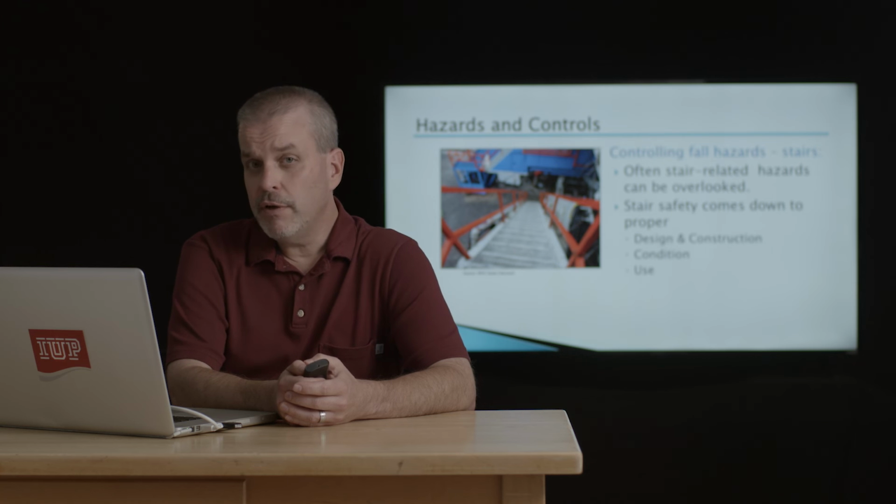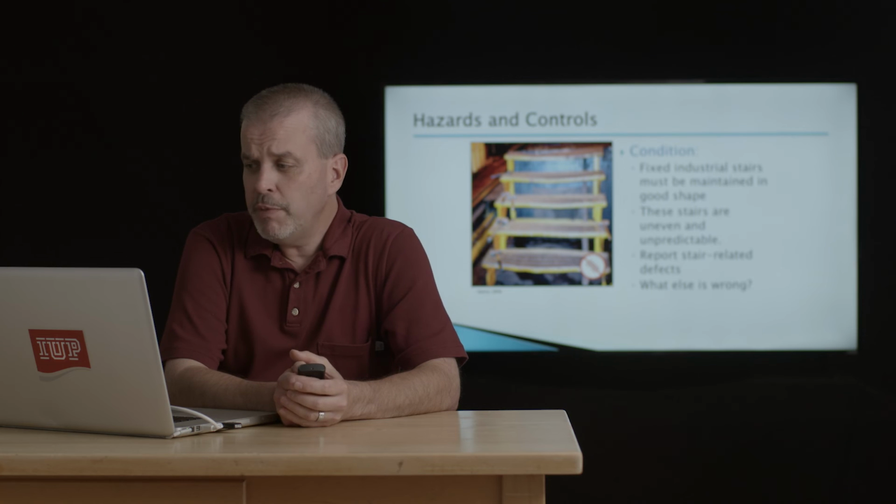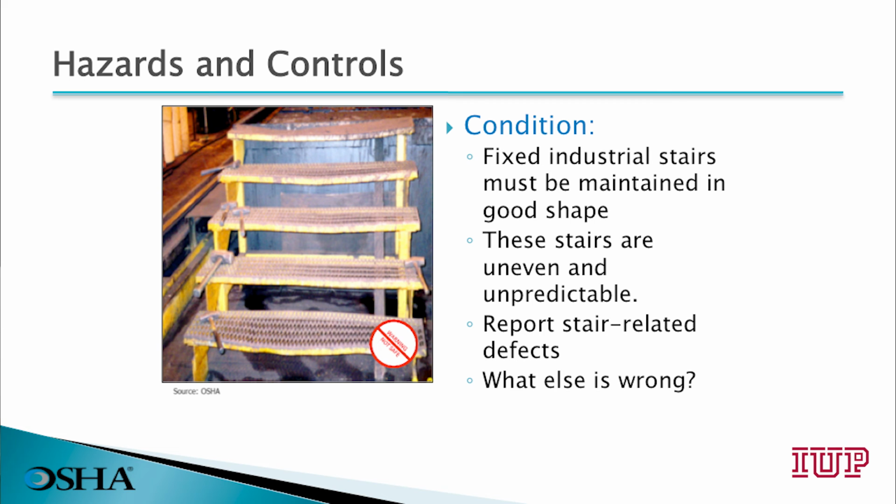Controlling fall hazards associated with stairs. Often stair-related hazards can be overlooked. Stair safety comes down to proper design, construction, and condition. Fixed industrial stairs must be maintained in good shape. As seen in this photograph, these stairs are uneven and unpredictable. So you want to report any stair-related hazards to your supervisor immediately.